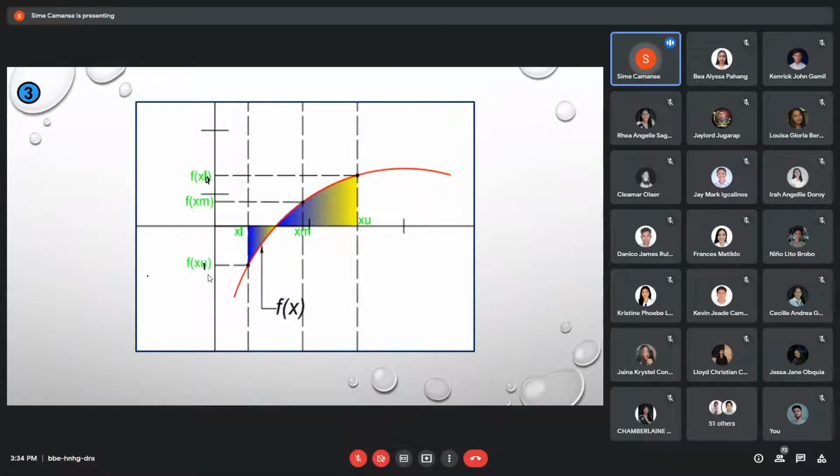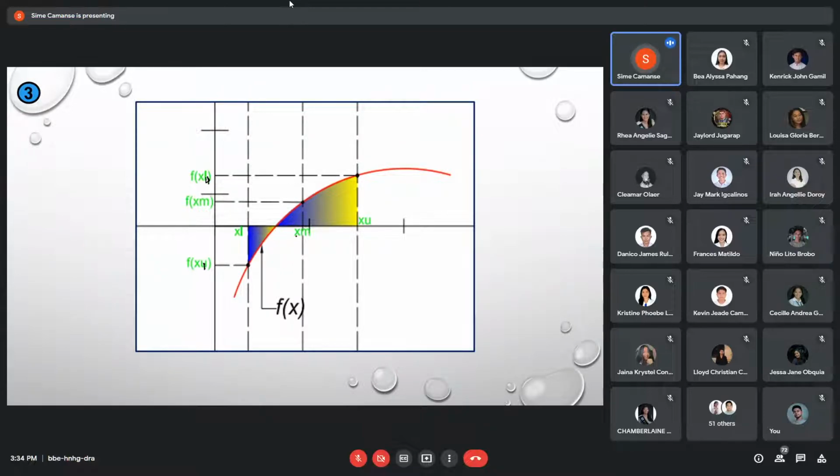So in the figure, your x lower has a function value of negative sign, while your xu has a function value of positive sign. Afterwards, get the midpoint between these two initial guesses by taking the average of the lower and upper values of the guess.